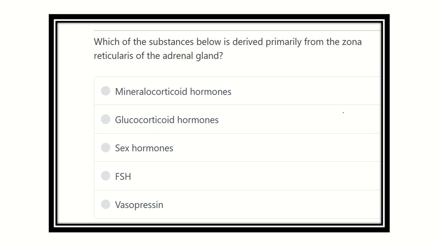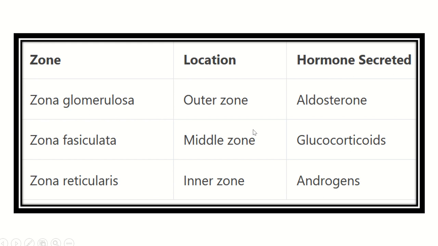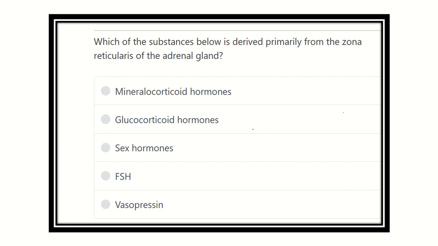This is the physiology portion of the MRCS Part A exam. Which of the substances below is derived primarily from the zona reticularis of the adrenal gland? It is a direct question: which substance is released from the zona reticularis of the adrenal gland.